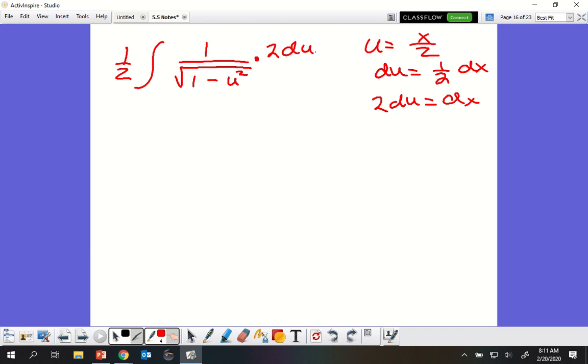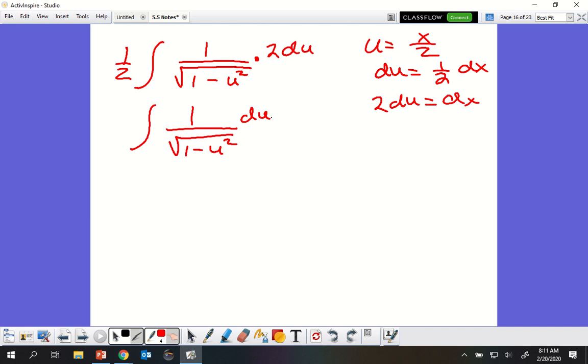But don't I already have a 1/2 out front? Yes. There's a 1/2 out front, so I could cancel the 1/2 and the 2, can I? So that means that I'm going to be left with the integral of 1 over 1 minus u squared du, which is going to give me what?